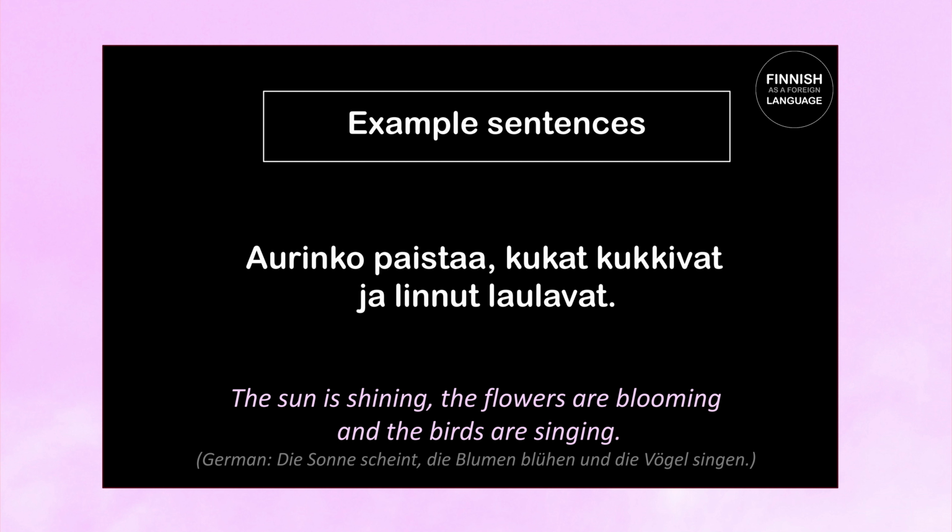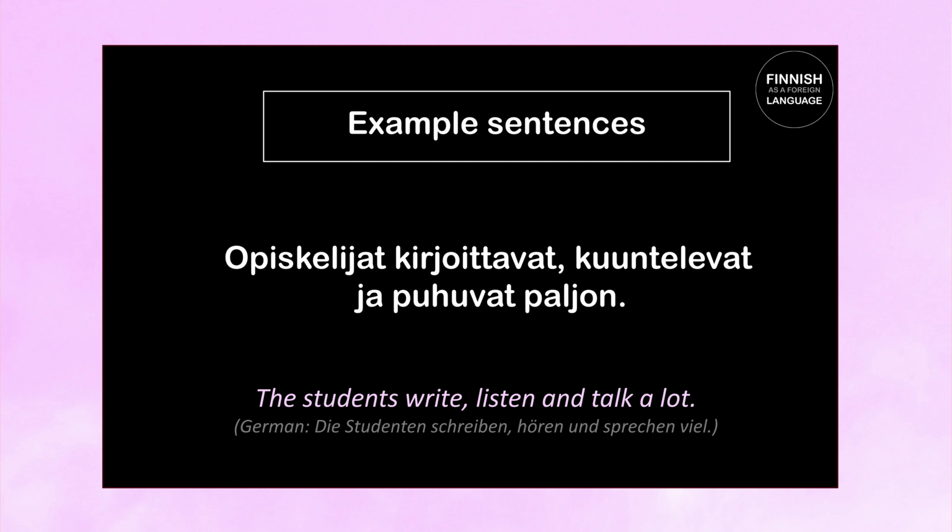So let's repeat. Aurinko paistaa, kukat kukkivat ja linnut laulavat. The sun is shining, the flowers are blooming and the birds are singing. Next one. Opiskelijat kirjoittavat, kuuntelevat ja puhuvat paljon means the students write, listen and talk a lot. Let's go step by step.